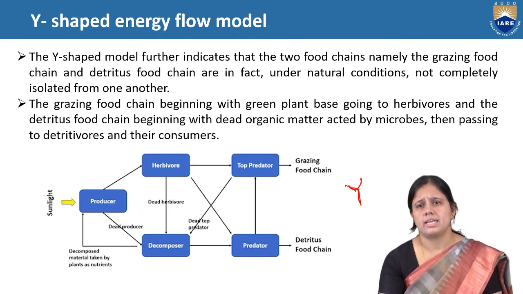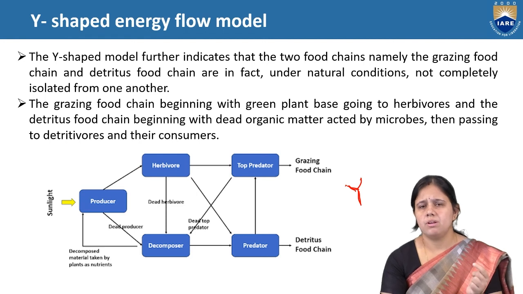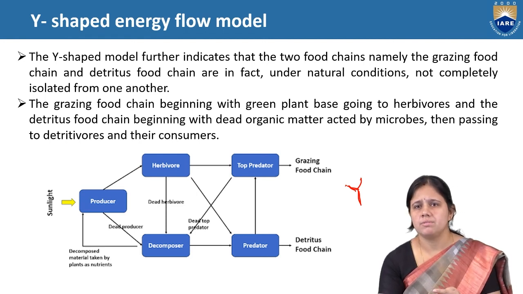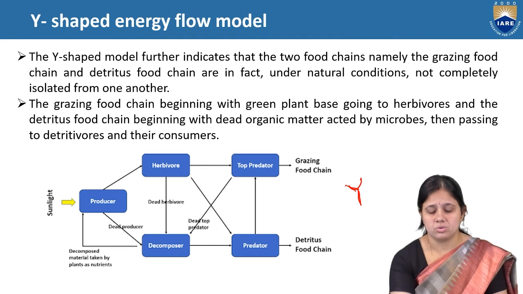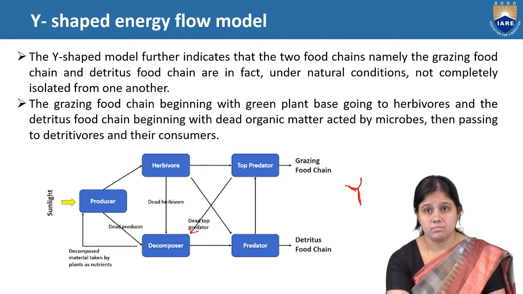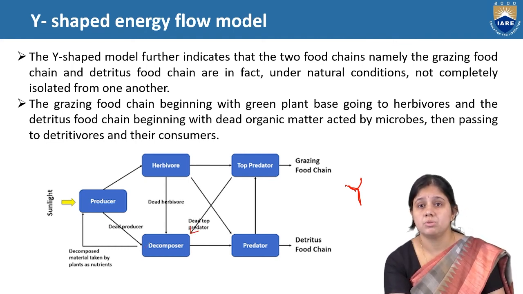First is the producer. The producer makes food available to the herbivores, and then the top predator. This is the grazing food chain. The lower level is the detritus food chain. The producer makes material available for the decomposer, and the decomposer makes it available for the predator. Herbivores are connected to the predator also, and the top predator is also connected with the decomposer. The producer is connected with the decomposer also.